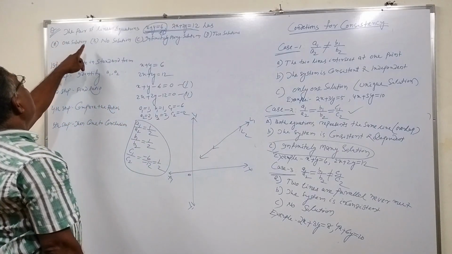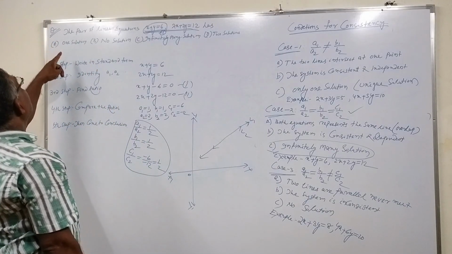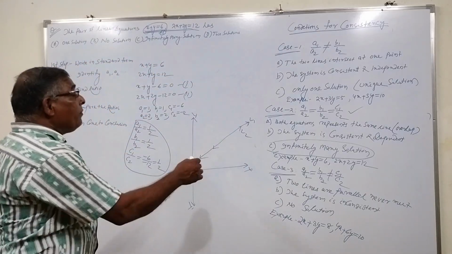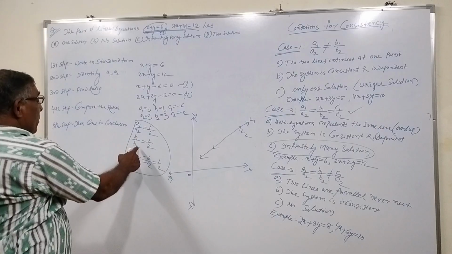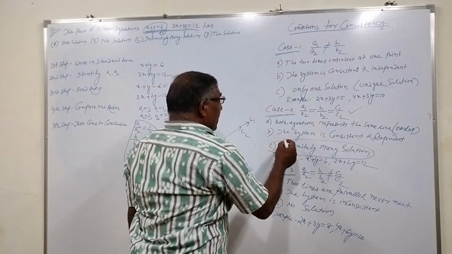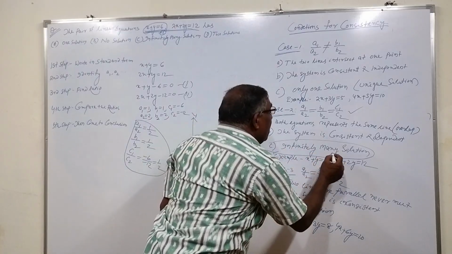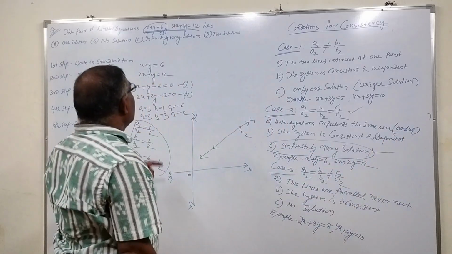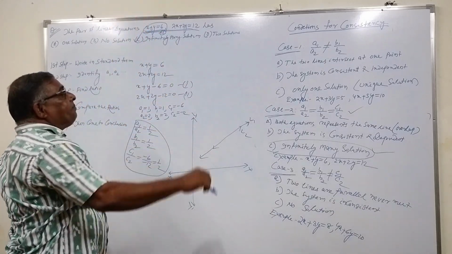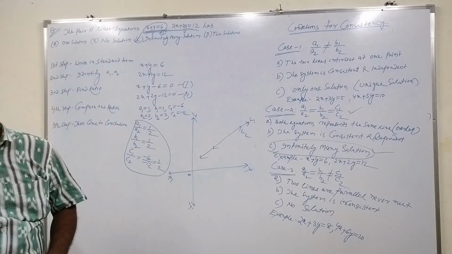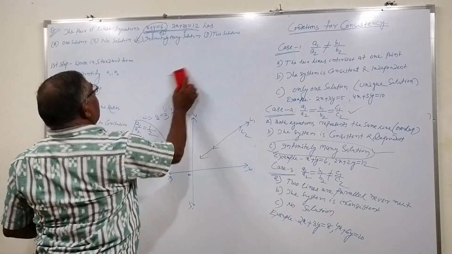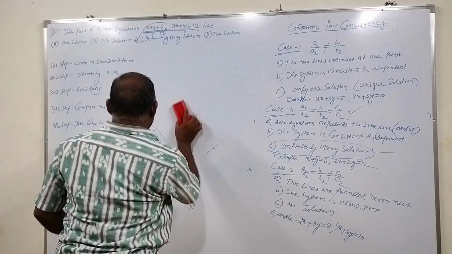What type of solution does it ask? One solution, no solution, or infinitely many solutions. If A1 by A2 equals B1 by B2 equals C1 by C2, then we get infinitely many solutions. Clear? Answer C is correct. Then I will proceed to further steps.